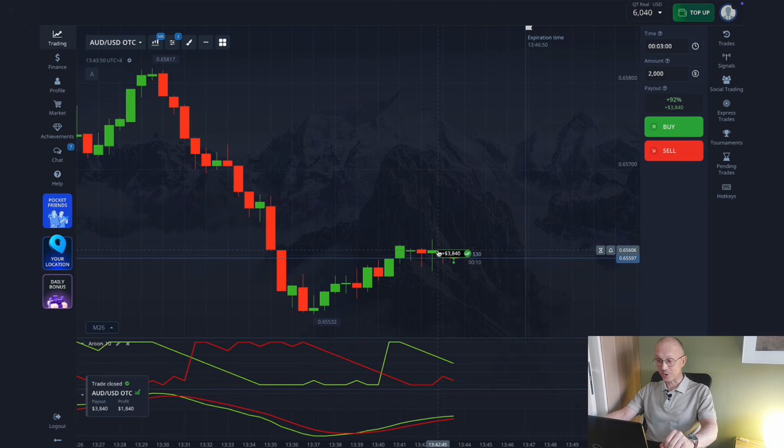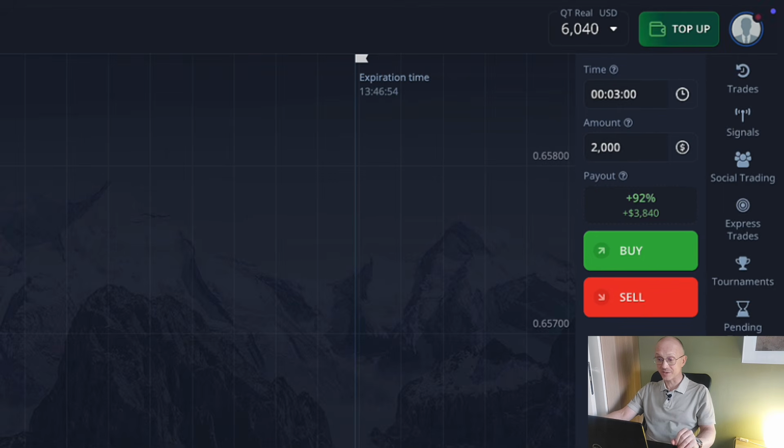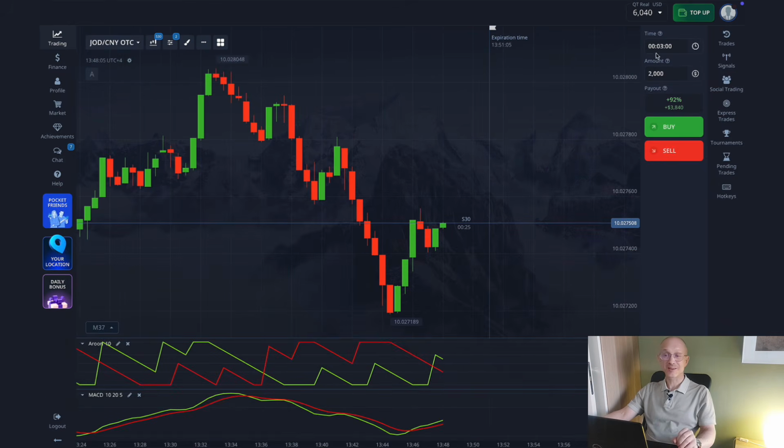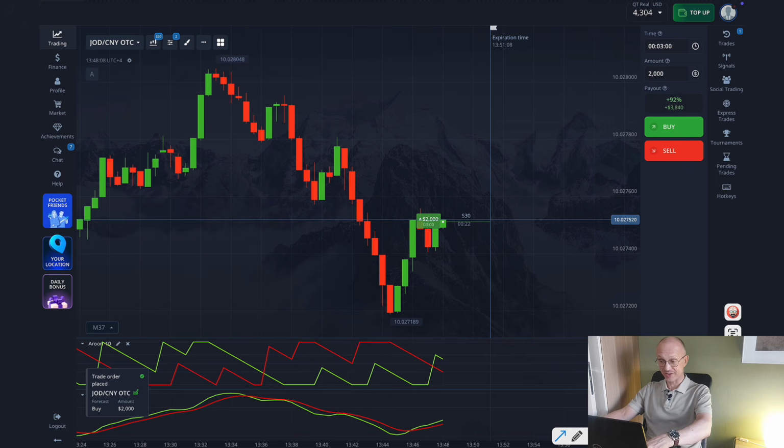And this trade closed successfully and my balance increased by $1,760. Let's move on. An excellent moment to enter the market. I am setting the expiration time to 3 minutes and opening a long trade for $2,000. The chart shows an upward movement and all indicators support the signal, so I can enter confidently.